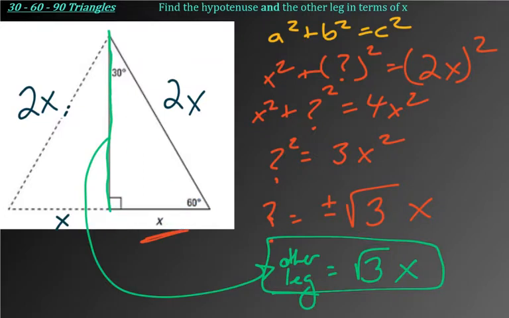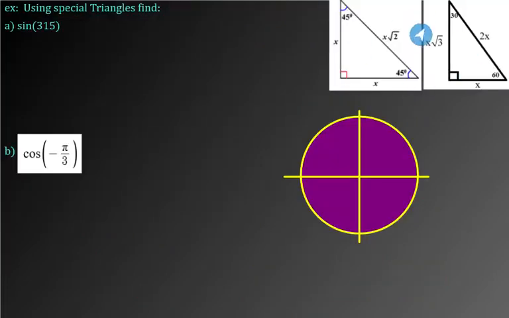So those proportions are really nice to know, and I kind of have them summarized over here. In your 45, 45, 90, you've got x, x, root 2 x. In your 30, 60, 90, you've got x, root 3 x, which I just found, right? And then 2x.